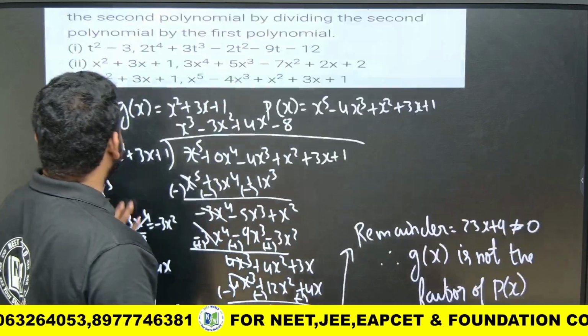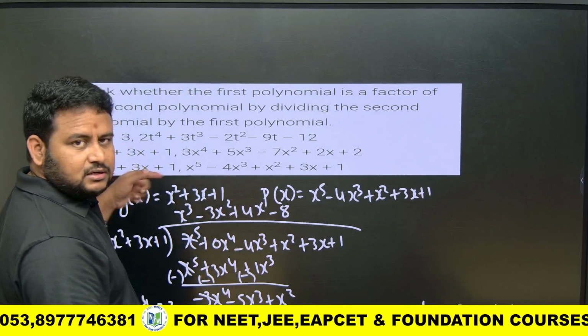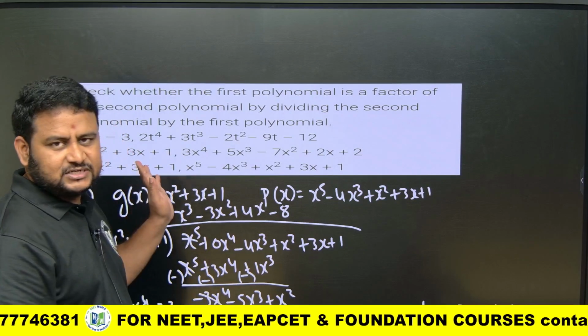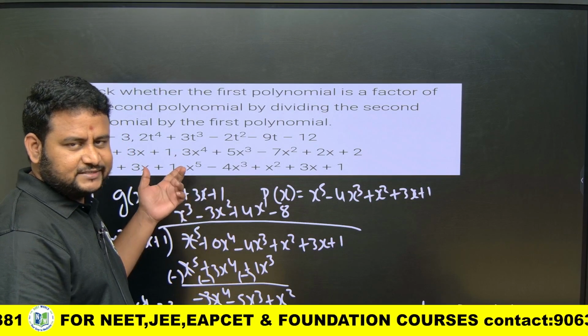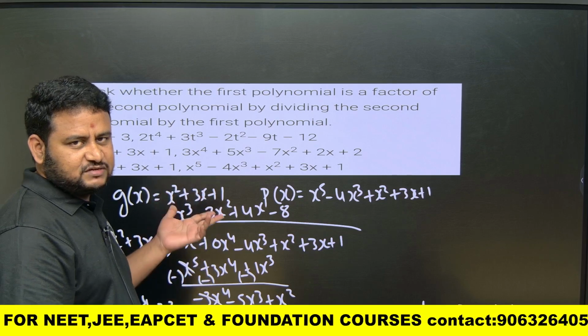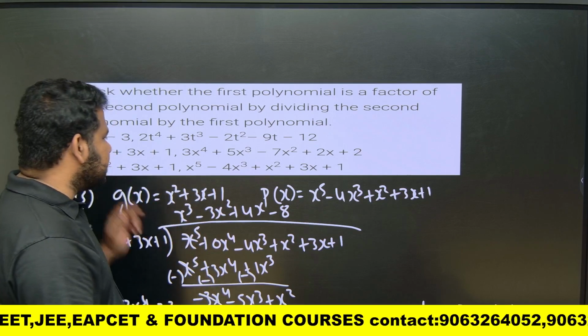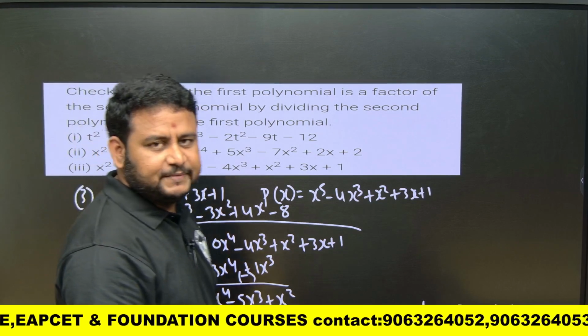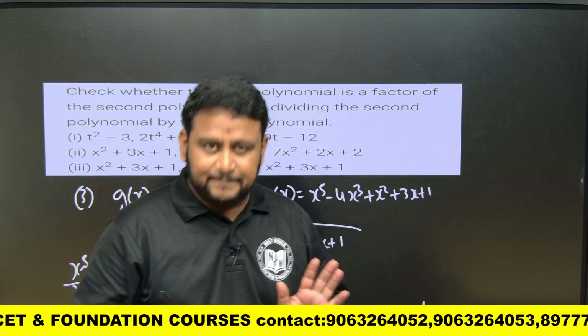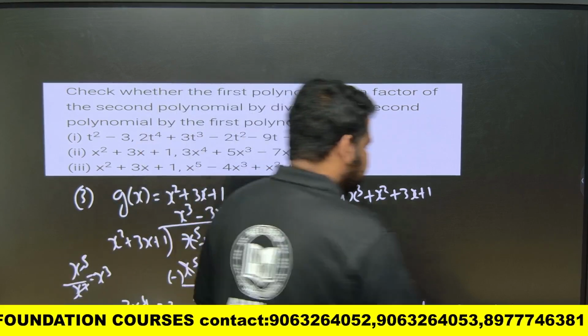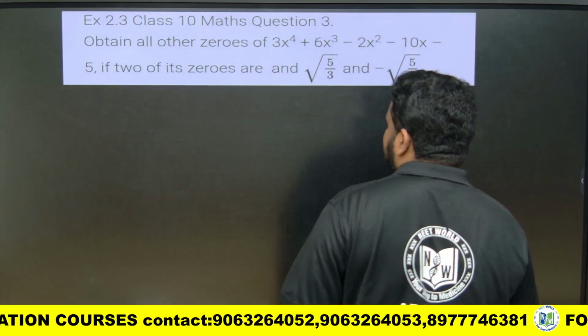In the first question and second question we got remainder 0. So what happened? Then g of x is a factor of p of x. But when it comes to the third question, we didn't get the remainder 0. That means g of x is not a factor of p of x. Clear? Let us move to the next question, friends.